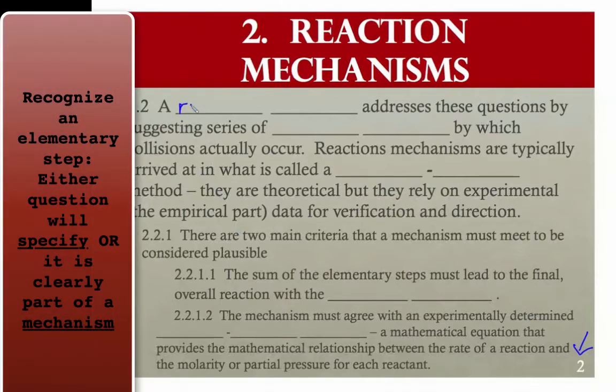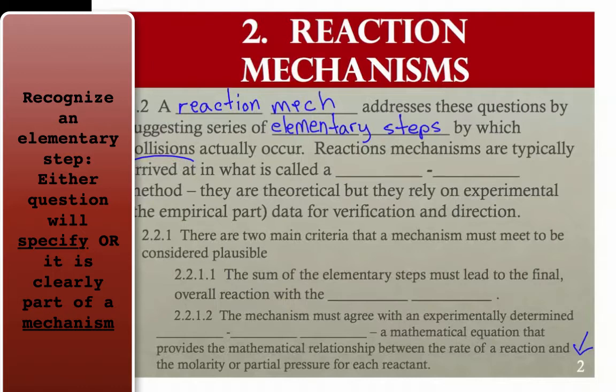Now, a reaction mechanism addresses those concerns that we have, trying to address what happens at the molecular level. Which bonds are being broken, which bonds are being formed, and in what order is all of that happening? And this is formed by suggesting a series of, this is a keyword, there's a vocab list at the end that can help you because there's a lot of terminology here. We're going to look at a series of elementary steps by which collisions and then the overall reaction occurs.